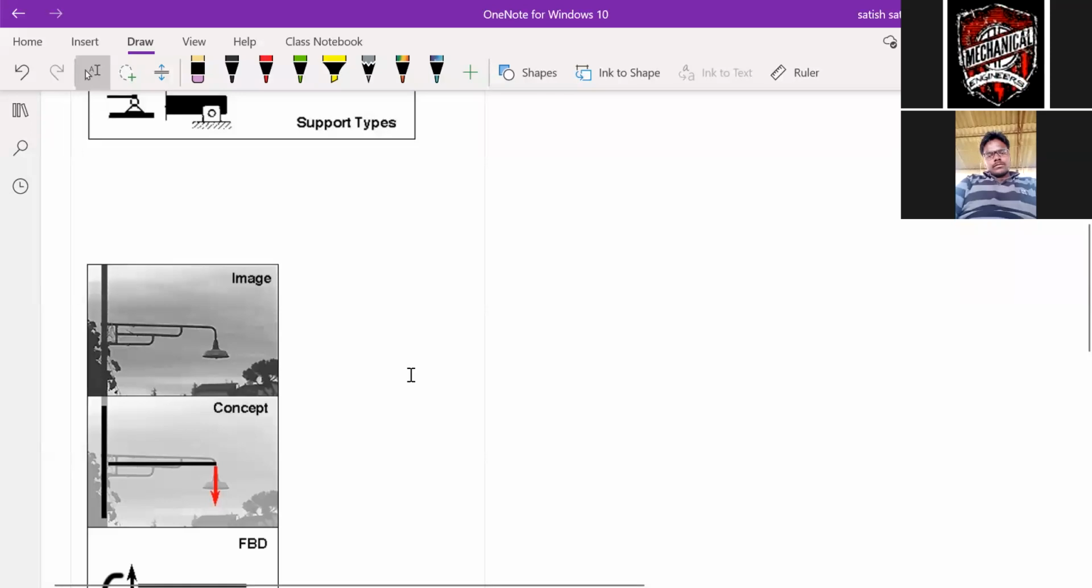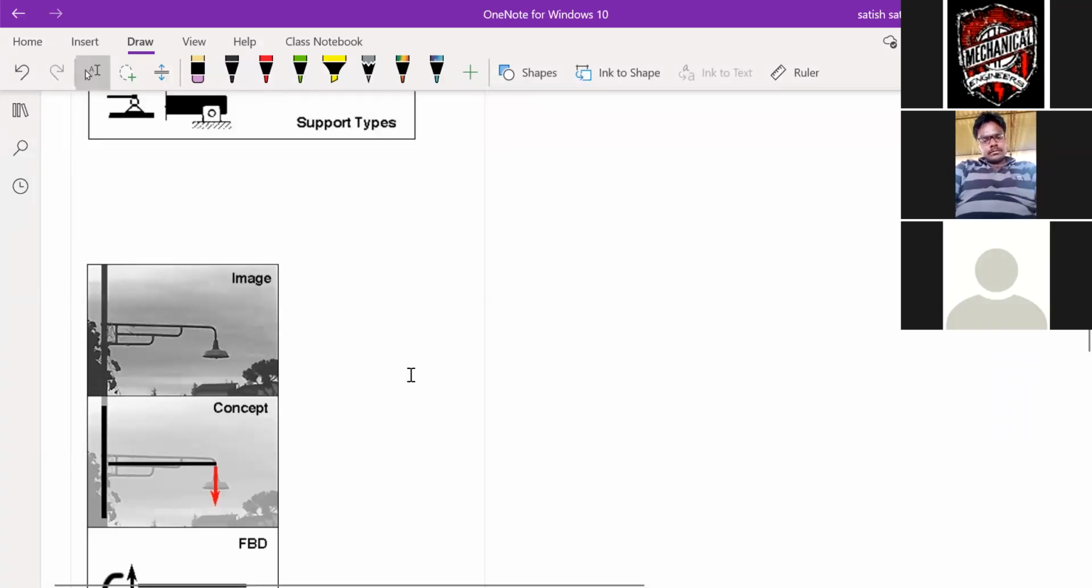Fixed support. Whether it is fixed support? Okay, because this street lamp is fixed to this pole, so this support will be fixed support. So here in the next diagram we have shown it this way.